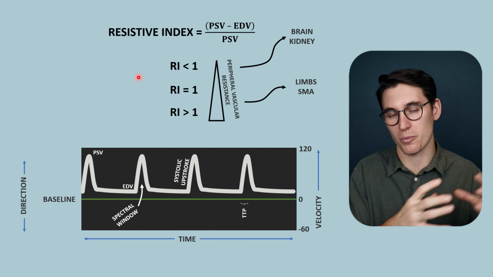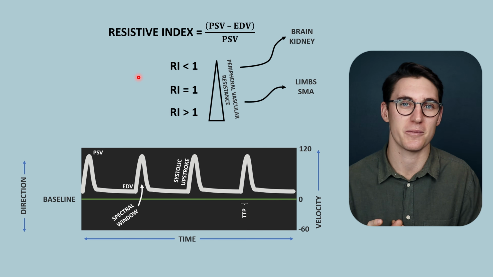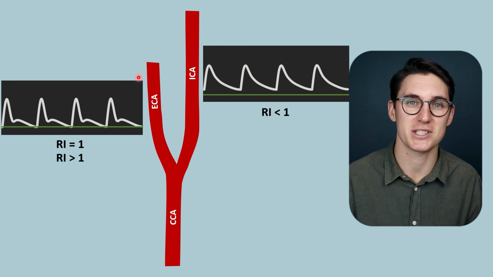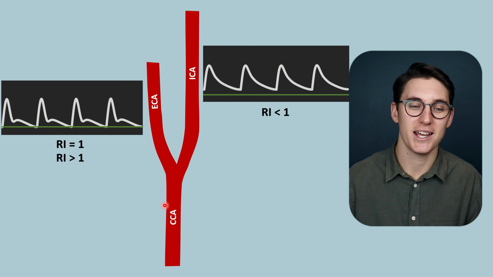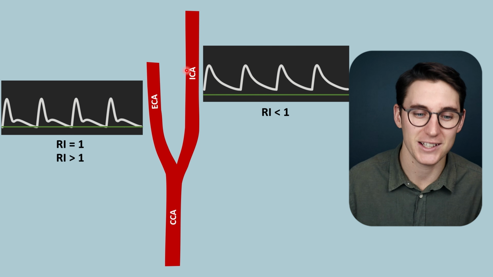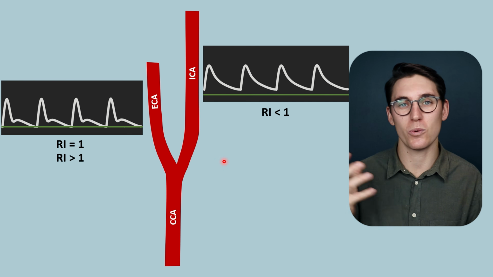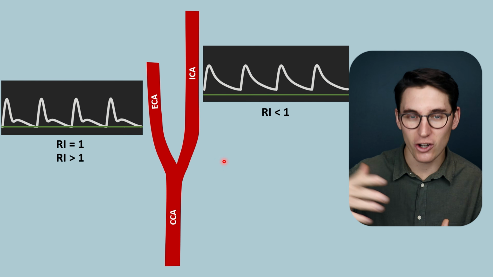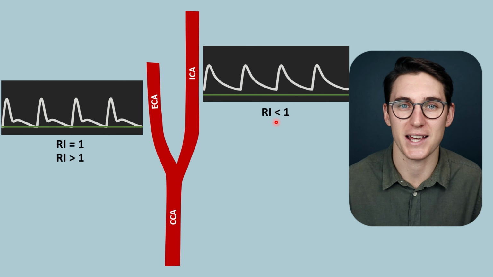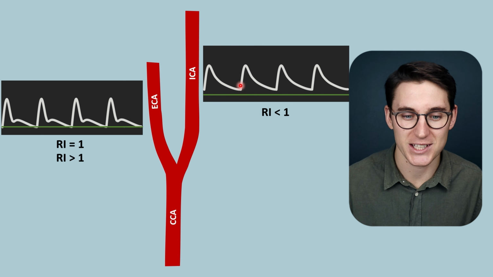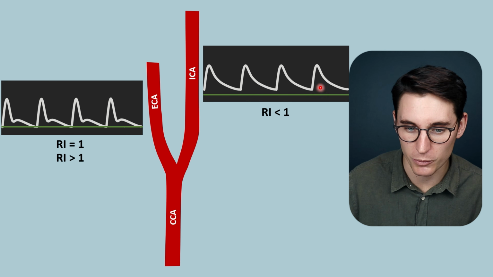We know that blood moves from higher pressure regions to lower pressure regions, and that's a really important concept to remember. Now let's go ahead and look at a specific example. If we take the common carotid artery here that then splits into the external carotid and internal carotid artery, our internal carotid artery is going towards the brain. It needs to supply a constant blood flow towards the brain. Our resistive index here is going to be less than 1. Our peak systolic velocity and end diastolic velocities are both positive values. There is continual forward motion of blood.